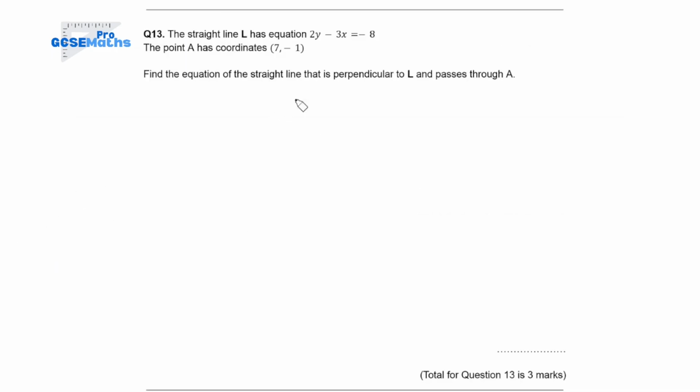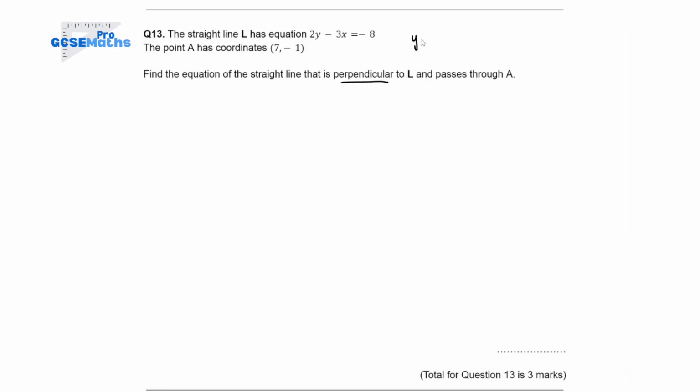Question 13. The straight line L has equation 2y minus 3x is equal to minus 8. The point A has coordinates (7, -1). Find the equation of the straight line that is perpendicular to L and passes through A. Okay, this is a really straightforward version of this question. I obviously can't find the gradient of the perpendicular line because I've only got one set of coordinates, so I therefore need to use and compare it to the gradient of line L.